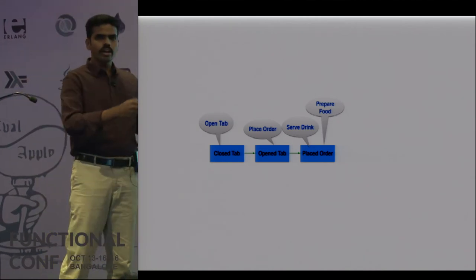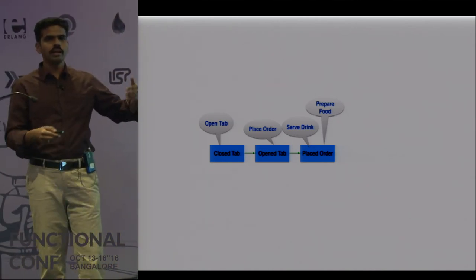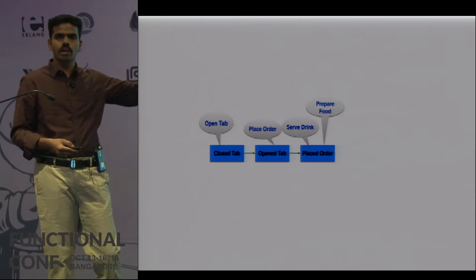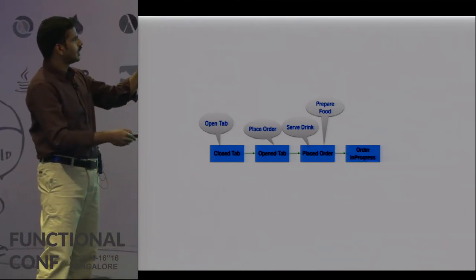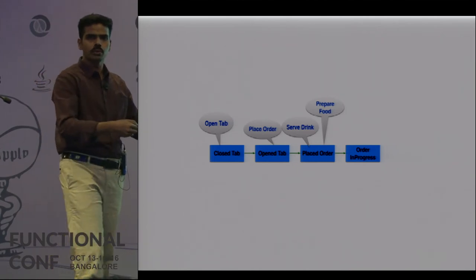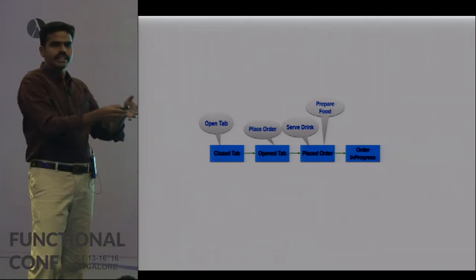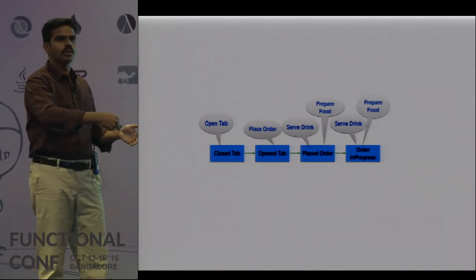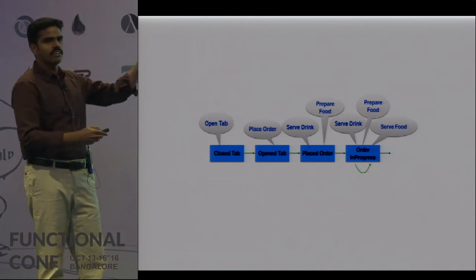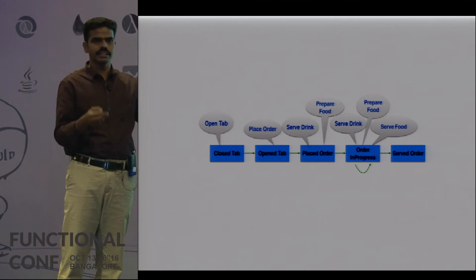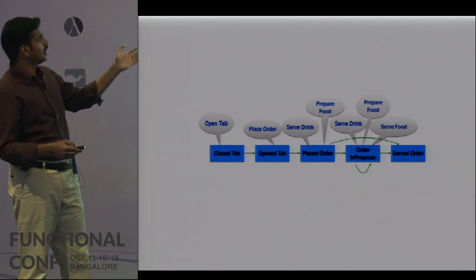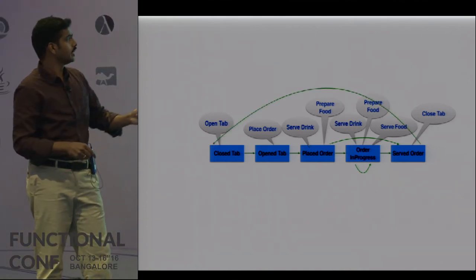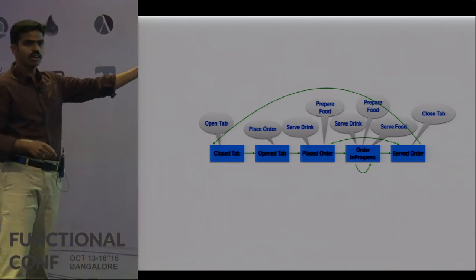And in case the order contains food, it will be prepared. So during that state, the system can receive the prepare food command also. Likewise, once the drink has been served, there are a few more items to serve. That means the state of the current system is that the order is in progress. And when the order is in progress, the subsequent food and drinks will be served or prepared. And finally, once everything is done, the state will be served order. And there, after it receives the close tab, which means the amount has been paid and the cash has been collected, it again moves back to the initial state called closed tab.